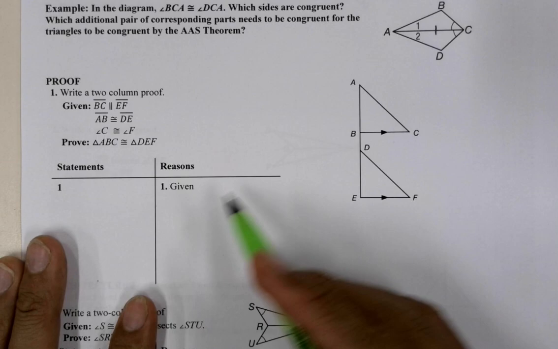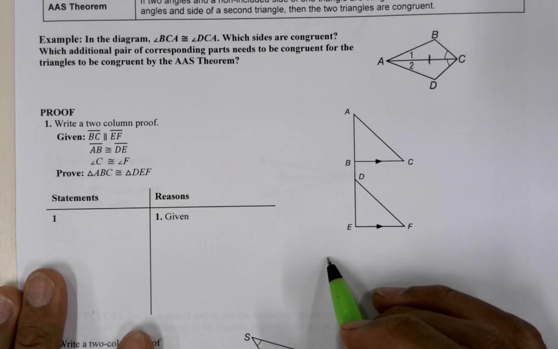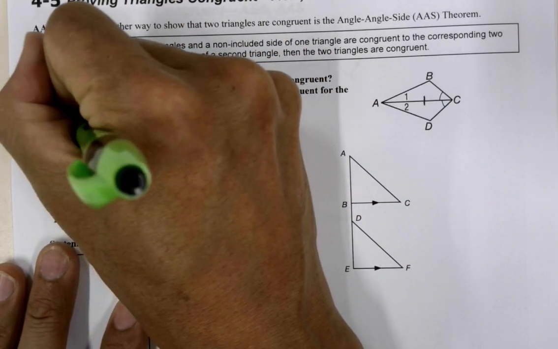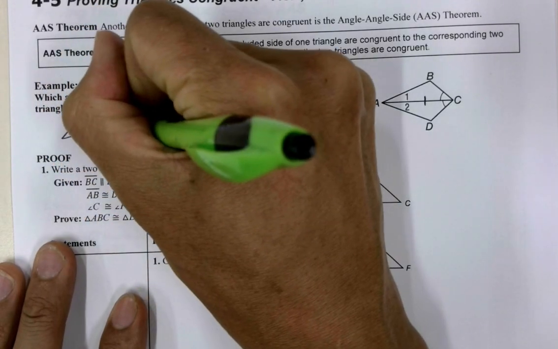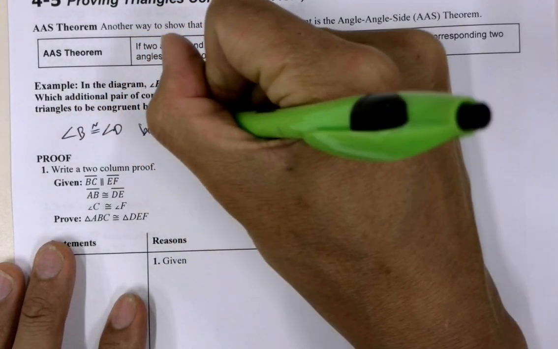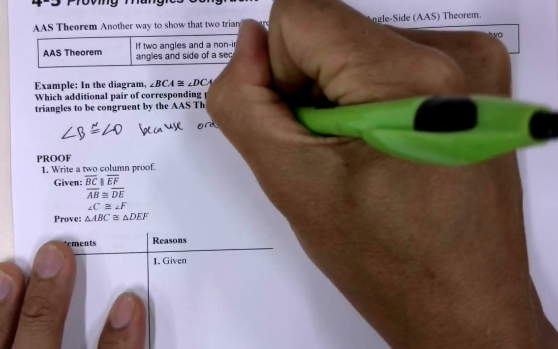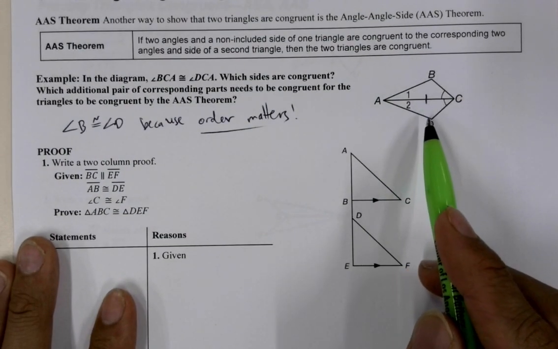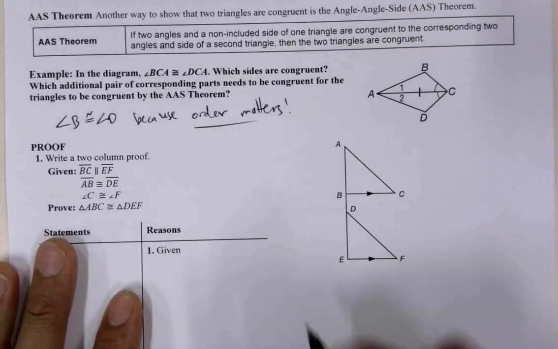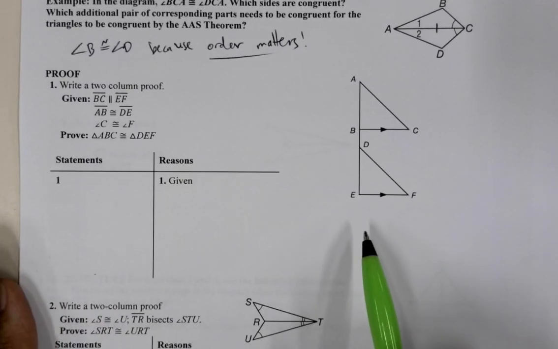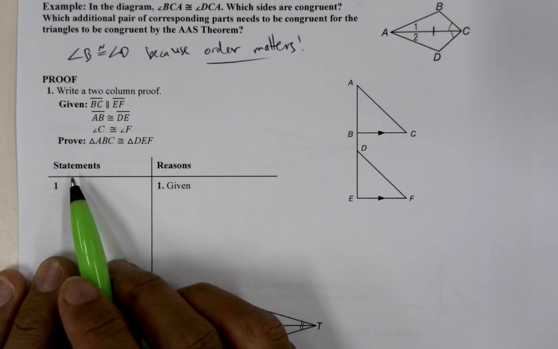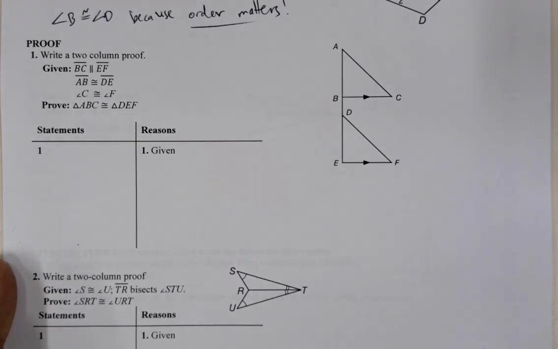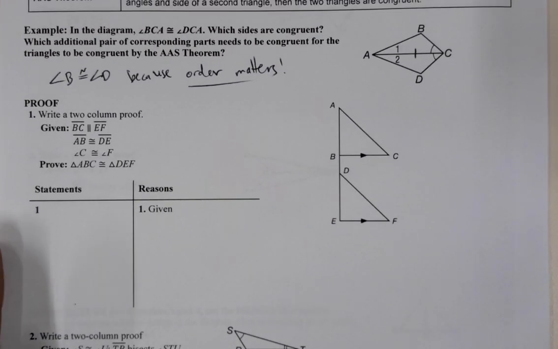So let's go ahead and try it in this figure here. And so what additional pairs of corresponding parts would need to be congruent? So I'm going to say here angle B needs to be congruent with angle D because order matters. Right? So it's going to be angle side. Okay, so let's go ahead and complete this proof here. Actually, I think these are supposed to be completed by you folks. So why don't you go ahead and complete these, and I'll show the answers in the following video.